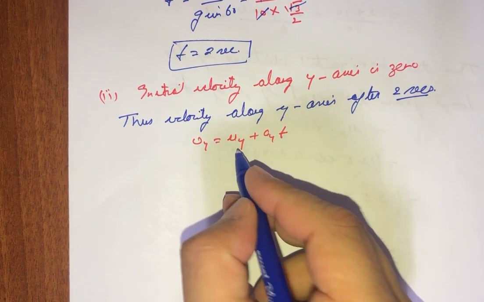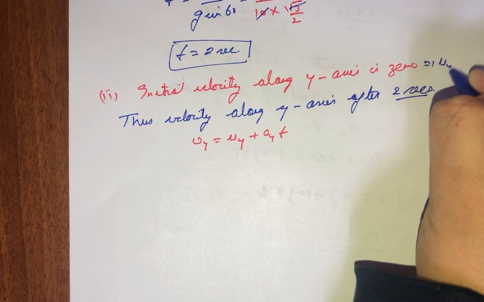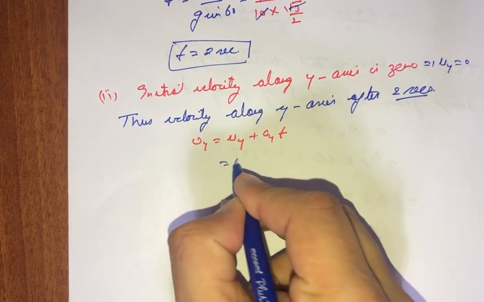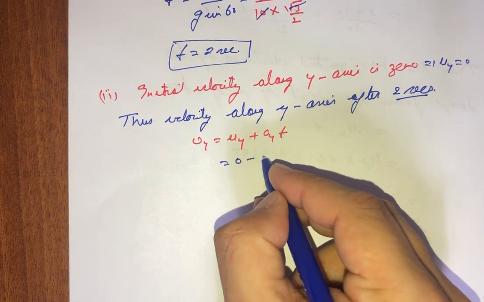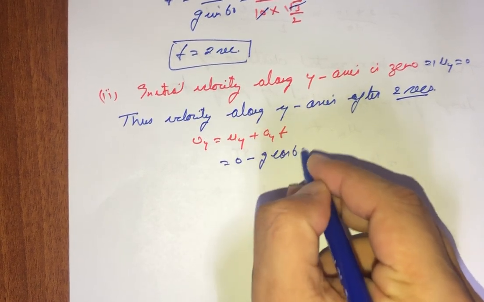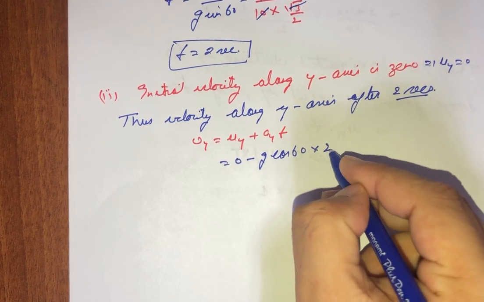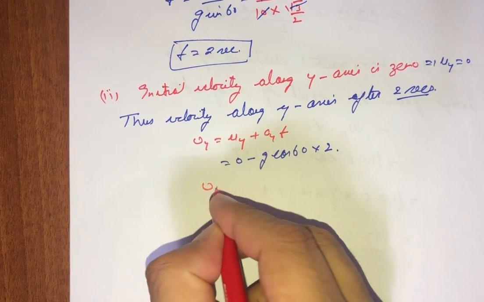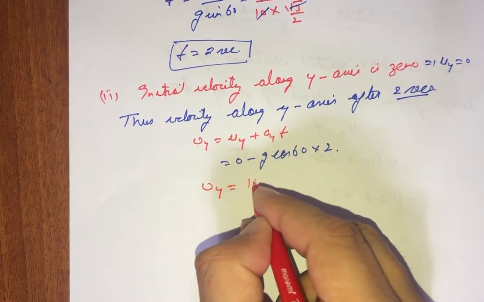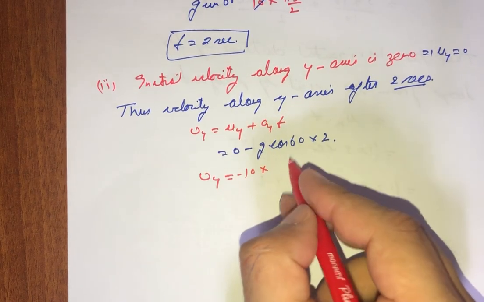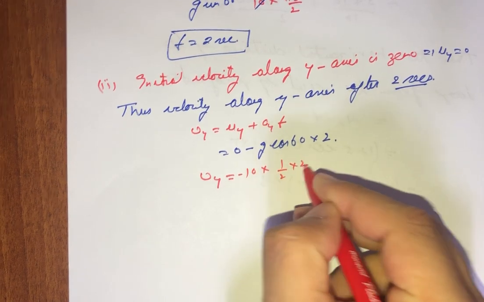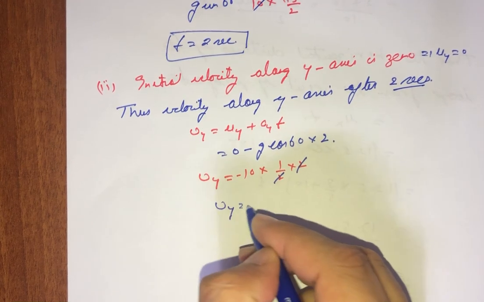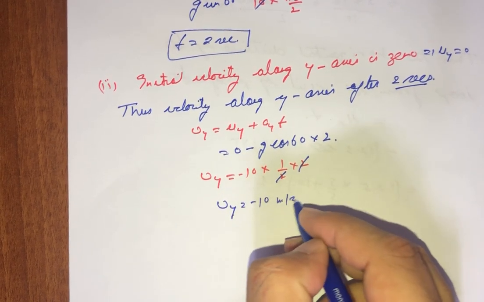U of y is 0. We can write here u of y is equal to 0, as in the initial discussion we have already written this as 0. So 0 minus a of y is given as g cos of 60, into time, which is given as 2 seconds. So g is 10, cos 60 is 1 by 2, so 2 cancels with 2, so v of y is equal to minus 10 meter per second.